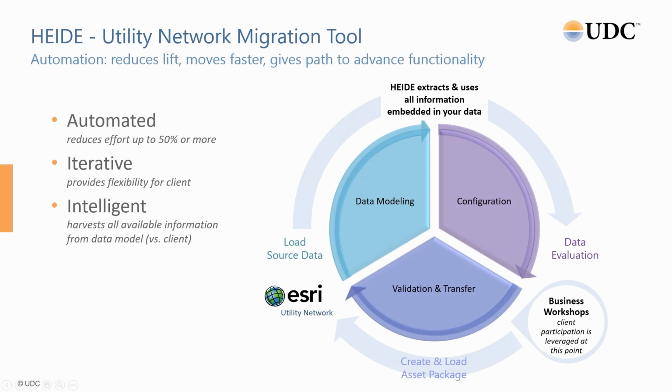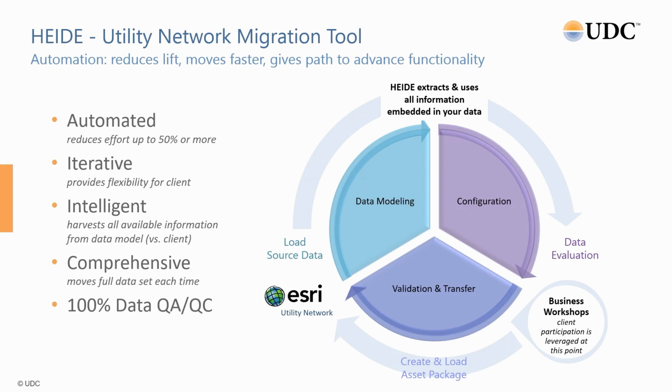It's intelligent. It uses all of the information in your source data to create mapping, so you have to do less manual work. It's comprehensive, which means because we've automated and made all these intelligent decisions, you can choose to migrate your data completely if you want. Or you can choose to do a smaller subset. You can use the automated mappings to do whatever scale makes sense for your organization. And really critically, it provides 100% data QA/QC. Every action taken by HEIDE is logged, and every piece of data is validated.